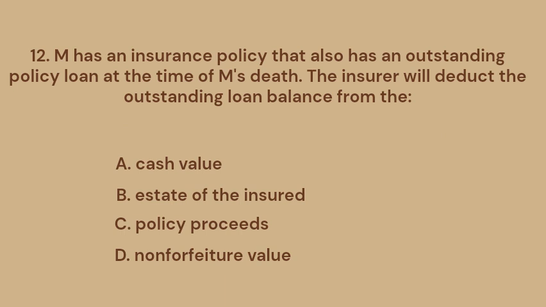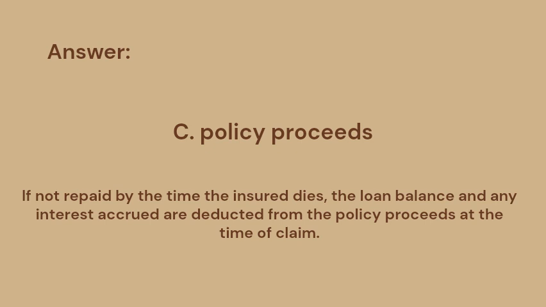12. M has an insurance policy that also has an outstanding policy loan at the time of M's death. The insurer will deduct the outstanding loan balance from the: A. Cash value. B. Estate of the insured. C. Policy proceeds. D. Non-forfeiture value. Answer: C. Policy proceeds. If not repaid by the time the insured dies, the loan balance and any interest accrued are deducted from the policy proceeds at the time of claim.